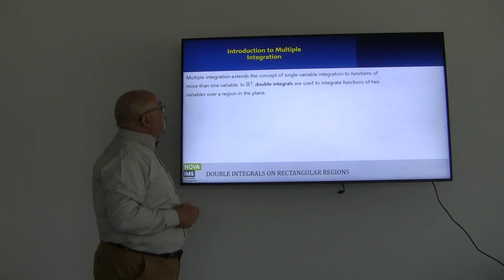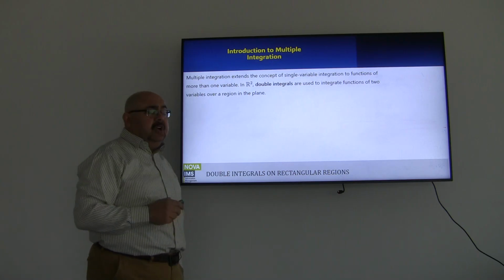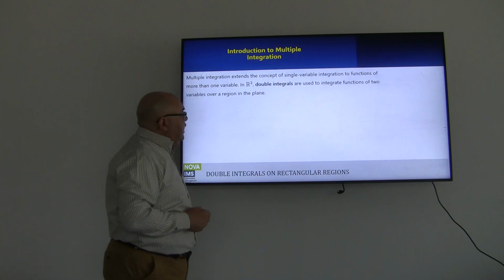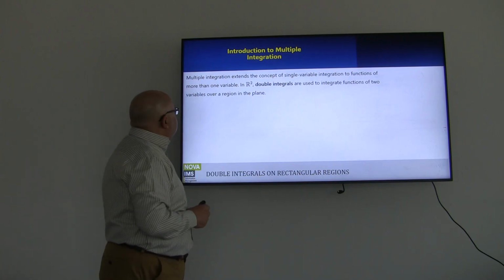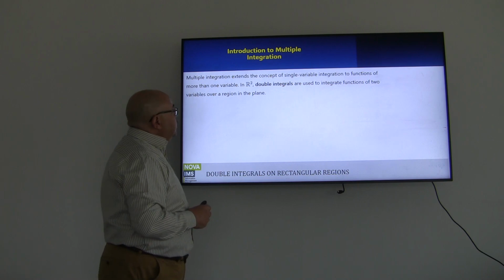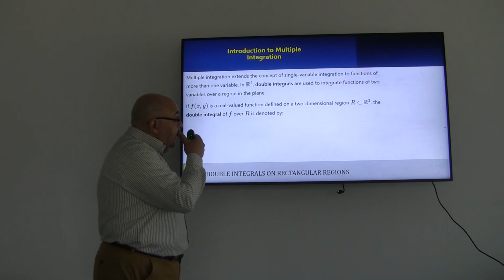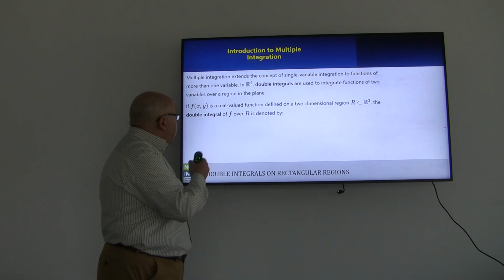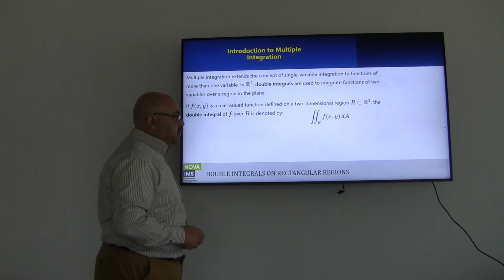Now I want you to understand that multiple integration extends the concepts of single variable integration. That's what I'm trying to tell you. Functions of more than one variable in R2. Double integrals are used to integrate functions of two variables over a region in the plane. So mainly for a function from R2 into R, I can use double integration successfully.